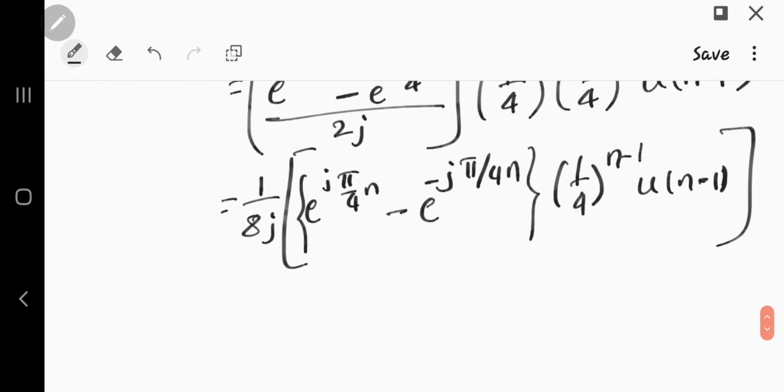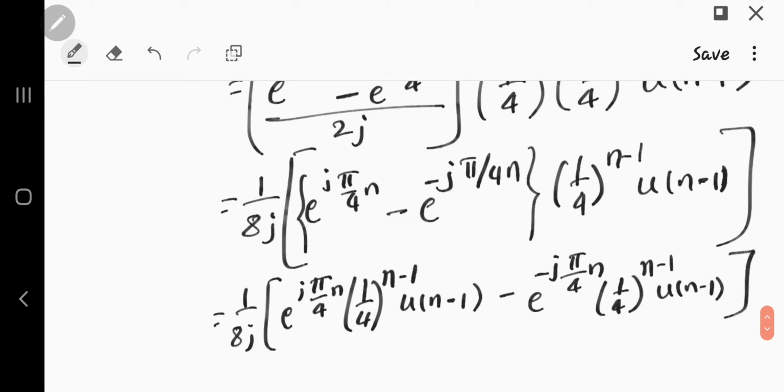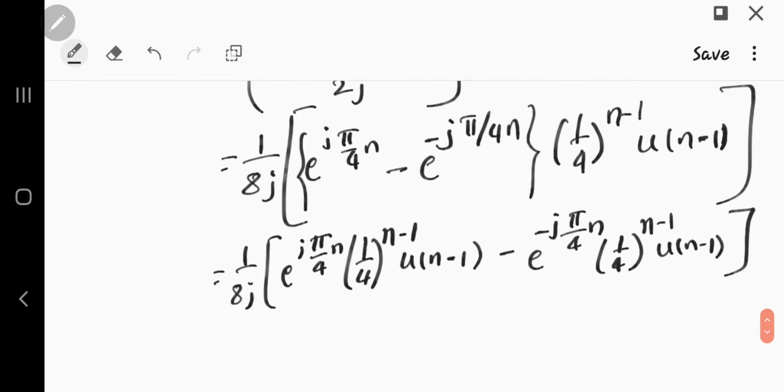Okay. In the next step, let's multiply this. So 1 by 8j, e power j pi by 4 n into (1 by 4)^(n minus 1) u of n minus 1, minus e power minus j pi by 4 n into (1 by 4)^(n minus 1) u of n minus 1. So this is the simplest version of this.